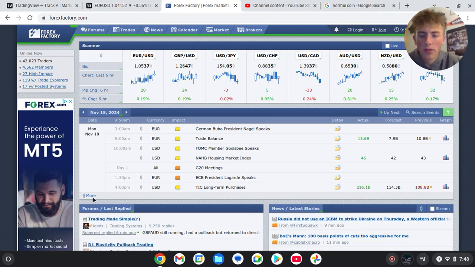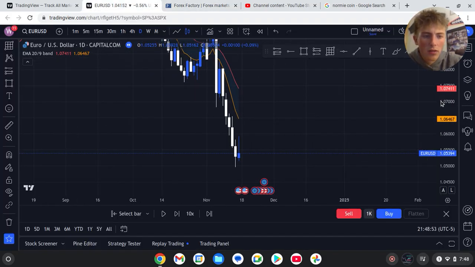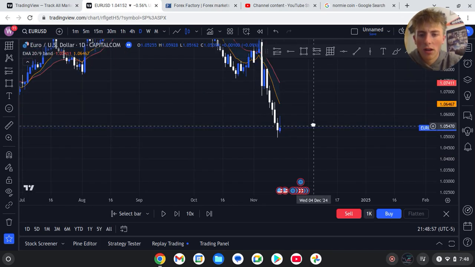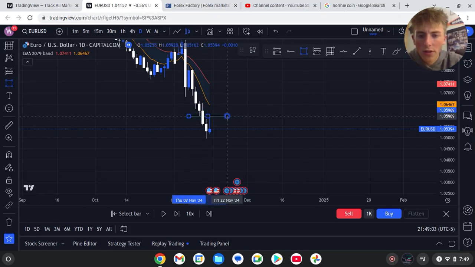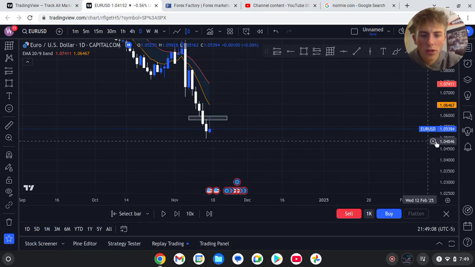All right, no red folder, not a lot of crazy news, so nothing crazy to look out for, I guess. Coming into it on the daily, we are bearish. As you can see, we're trending downwards, extremely bearish. We have this daily fair value gap right here that just got filled and had a big wick reaction off of it. So there's that so far.